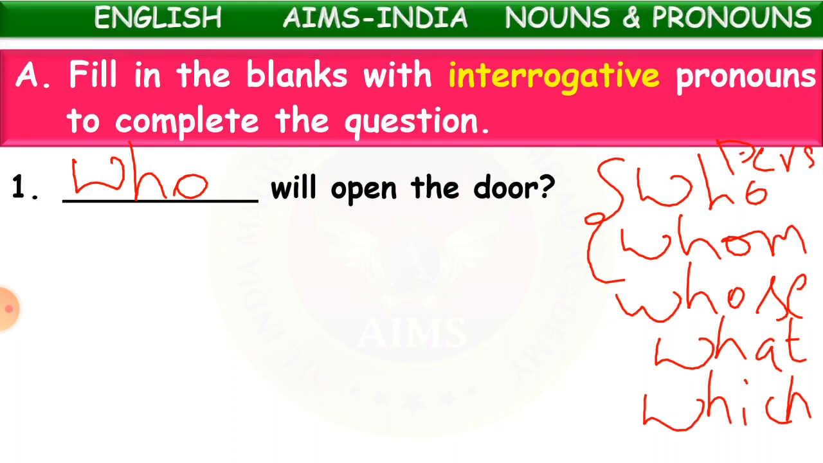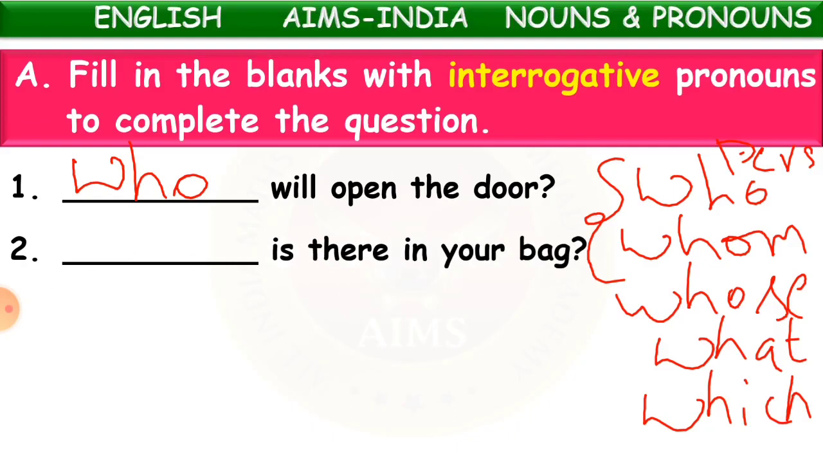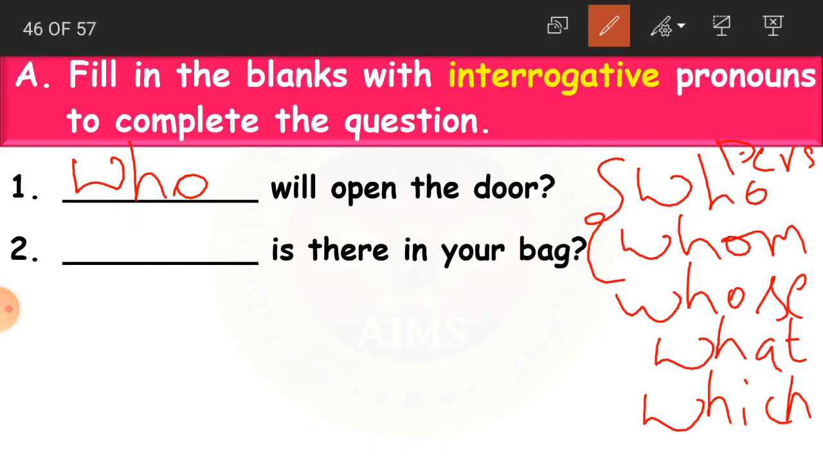Now we will go for the other question. Dash is there in your bag. What is there in your bag? So something there, some object, some things are there in the bag.